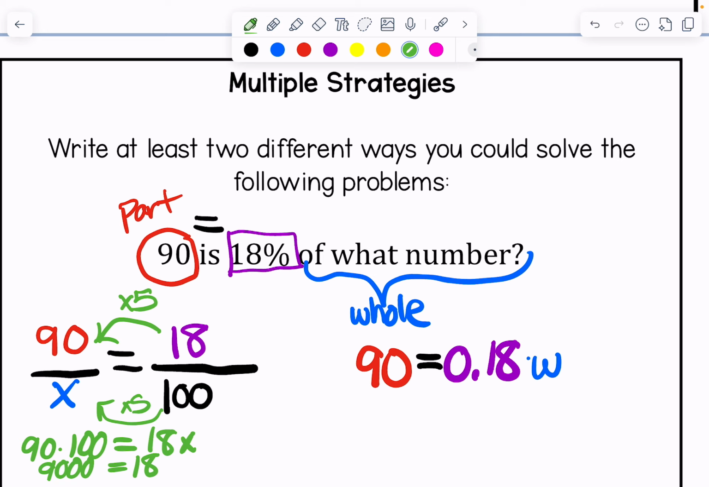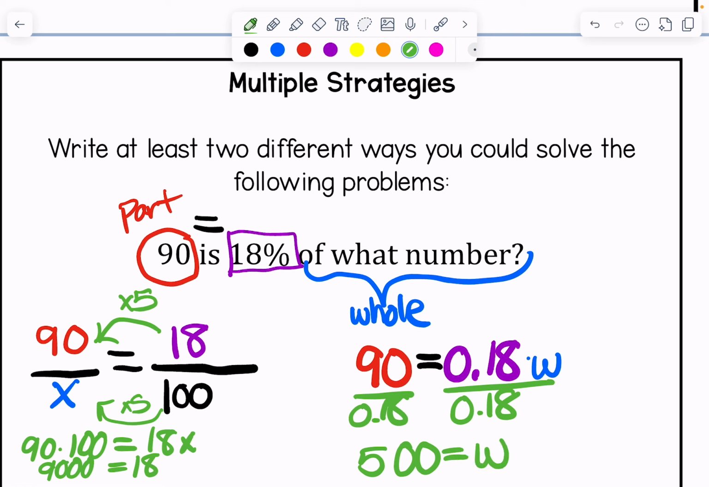My goal of an equation is to try to get that variable by itself. So since W is being multiplied times 0.18, I could divide both sides by 0.18. And that would also give me my answer, which is going to be 500. So again, once we have the equation set up, there's many ways that we can think of solving that problem.